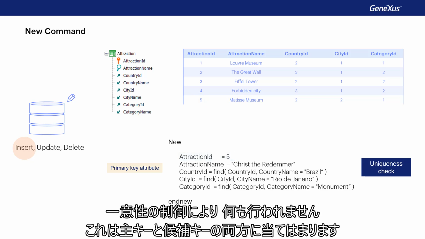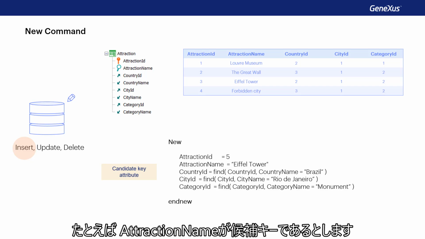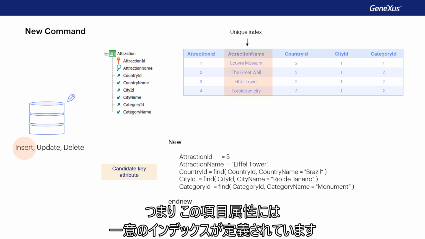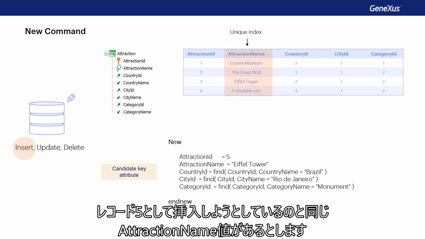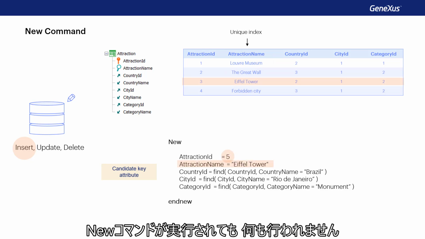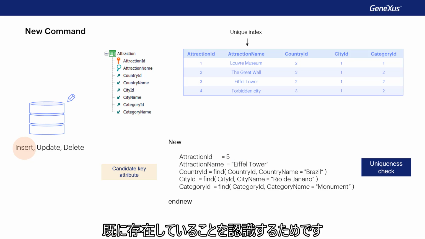And this is true for both primary and candidate keys. Let's imagine, for example, that attraction name is a candidate key. In other words, we have a unique index defined over this attribute. And let's suppose that the record of ID 3 had as attraction name value the same one we're now trying to insert as record 5. When the new command is executed, it will do nothing. This is because it'll find that there already exists a record with the same attraction name as the record we want to insert.